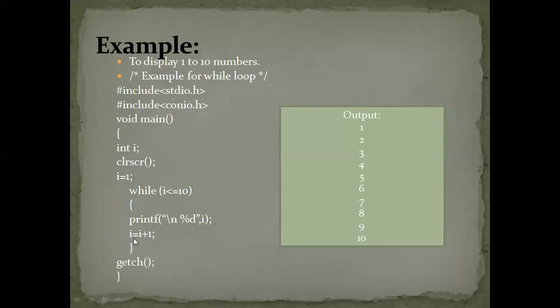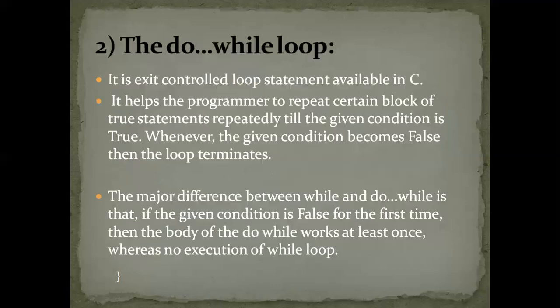So again the i value will be incremented by 1. Now the i value becomes 4. Is 4 less than or equal to 10? Yes. So similarly it will execute till 10. Is 10 less than or equal to 10? Yes, that is equal to 10, so it is going to print 10 as well. This is the output which contains the numbers 1, 2, 3, 4, 5, 6, 7, 8, 9, 10. This is a program for displaying the numbers 1 to 10 using the while loop.